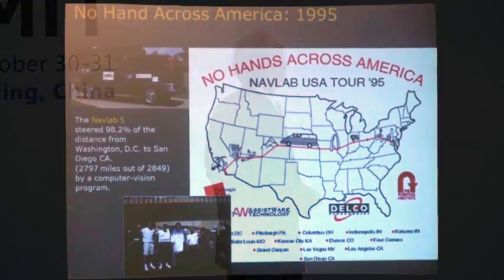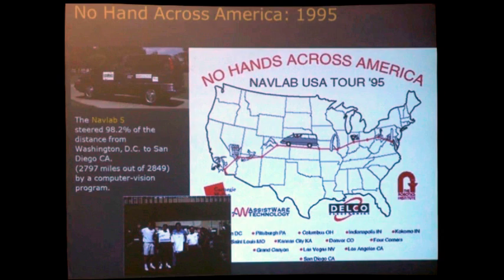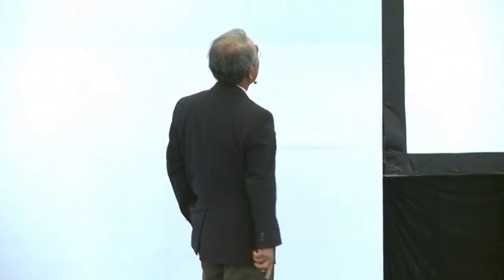And actually this system later, in 1995, almost 20 years ago, did the No Hands Across America campaign. We drove 3,000 miles from Pittsburgh to DC, 98% of which was computer vision controlled. It was very interesting, but not 100%, so it's not usable today if it's not 100%. Indeed, we are sitting at the driver's seat, not holding the steering wheel like this, just in case you can hold it. So actually it's more tiring than driving yourself.